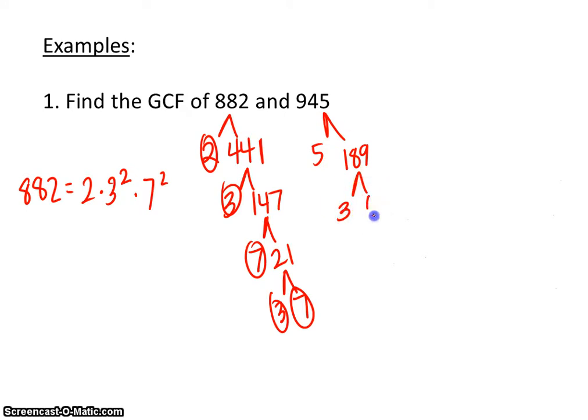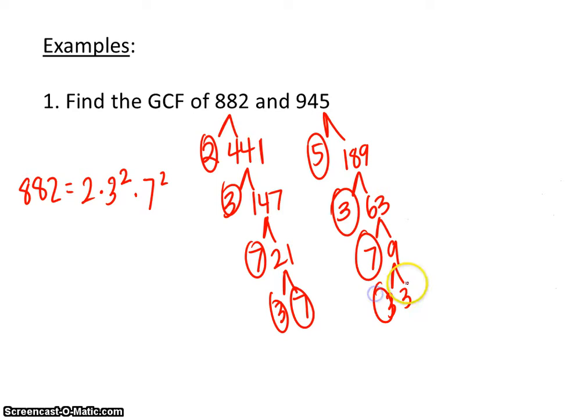And then that splits up to 3 and 63. And that one's an easy one. So that's 7 and 9, and 9, 3, and 3. So now I have 5, 3, 7, 3, and 3. So I could write 945. Its prime factorization is, it doesn't have any 2's, but it has 3 3's, so it's 3 cubed times just 1 7, and I want to do it in order.